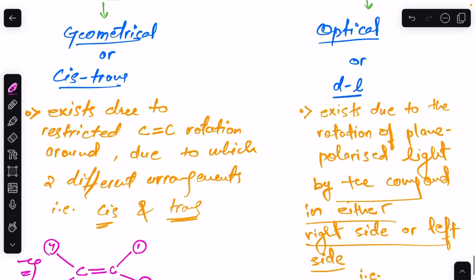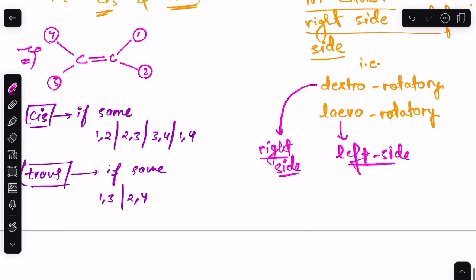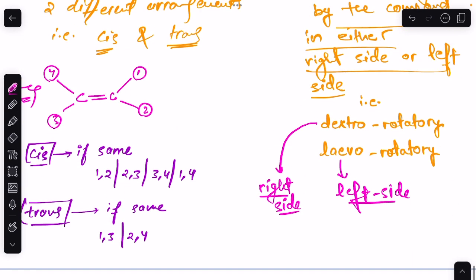These D and L isomers are experimentally determined, so there is no direct trick to learn that this specific compound will be dextrorotatory or levorotatory. So this was all about isomerism.